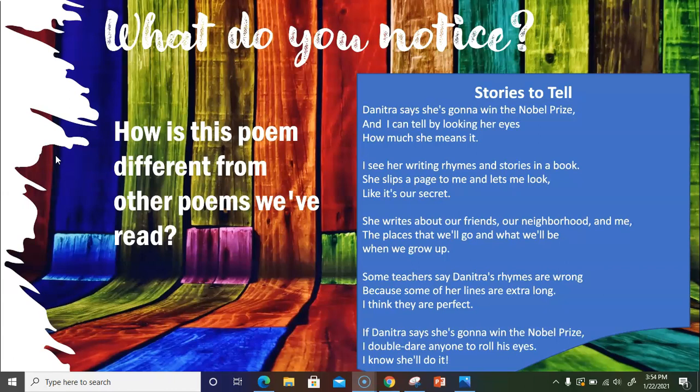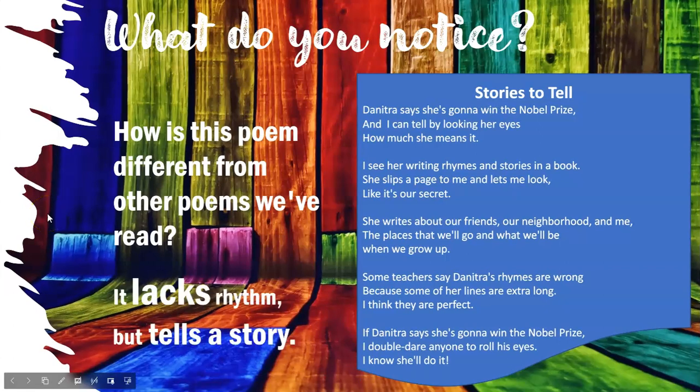So how is this poem different from other poems we've read? Think back to yesterday, or think back to a couple of weeks ago, way before Christmas, we read poetry. In our read alouds, we've been doing some of the same things. So how is this poem different from other poems that we've read? I see that it lacks rhythm, but it tells a story.